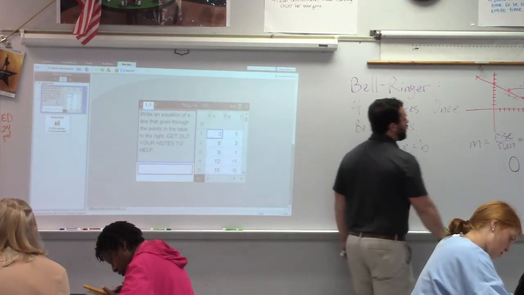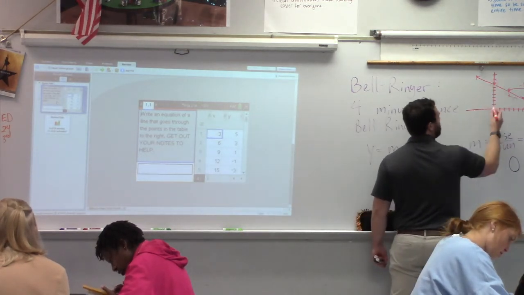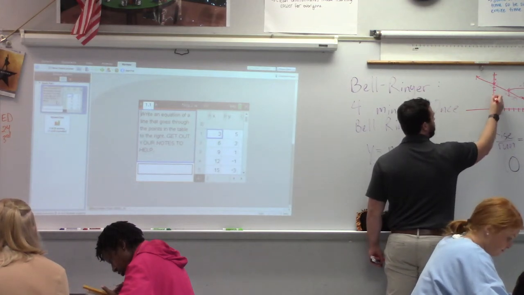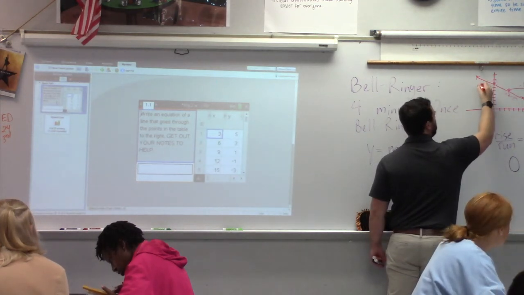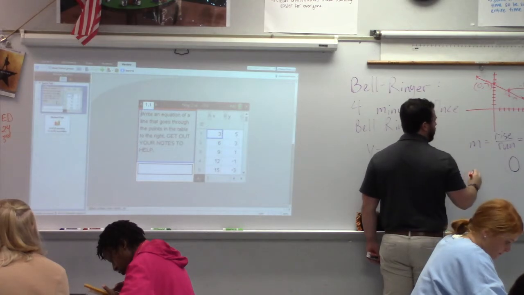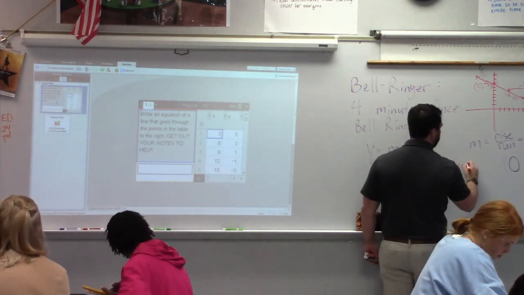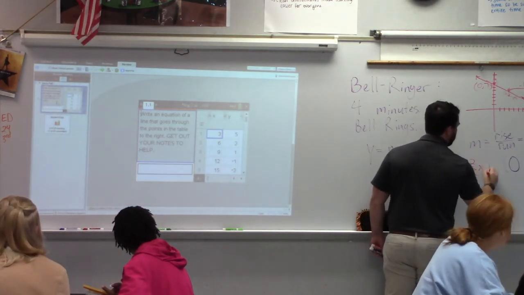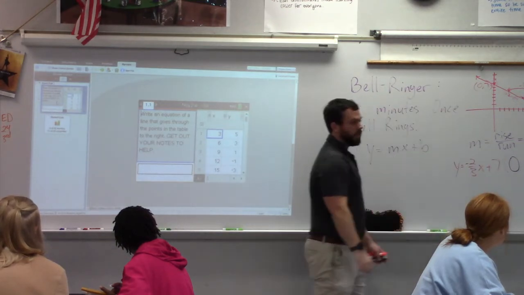And so when I draw this out, I can identify the y-intercept easily. 1, 2, 3, 4, 5, 6, 7. And so my equation would be y equals negative 2/3 x plus 7. That's it.